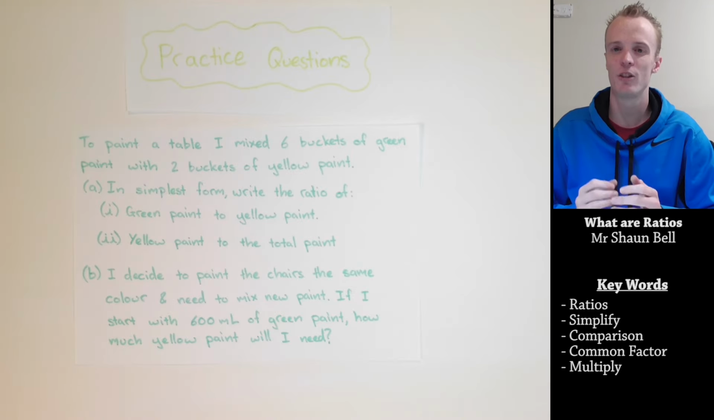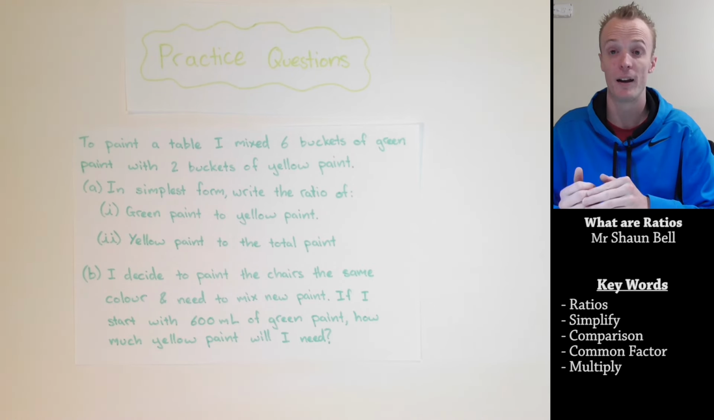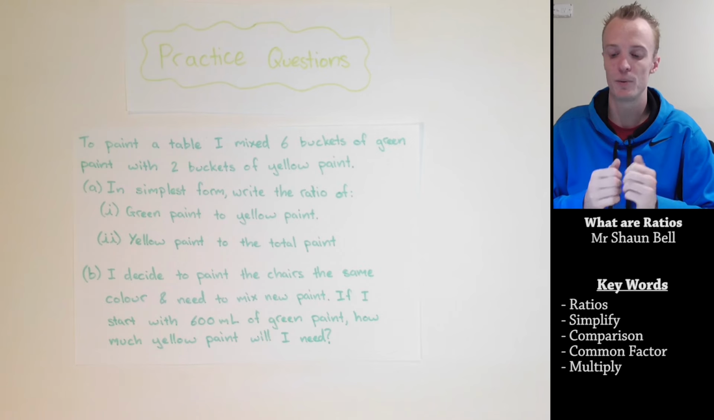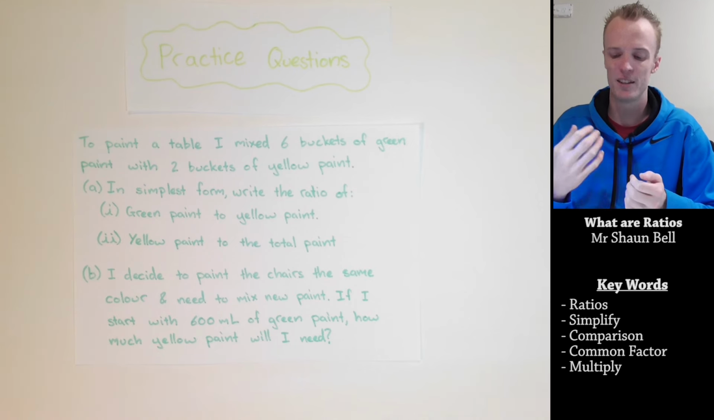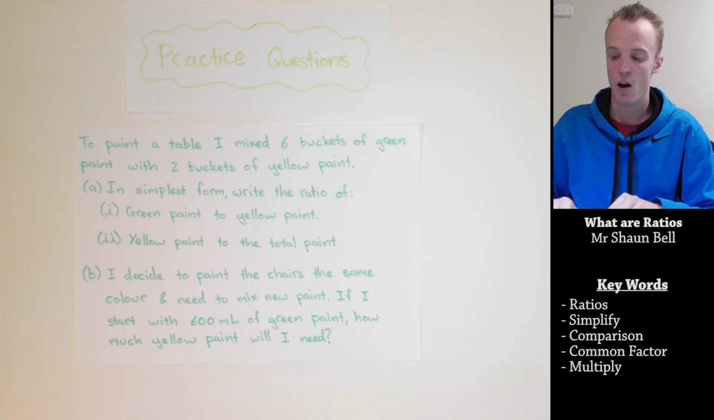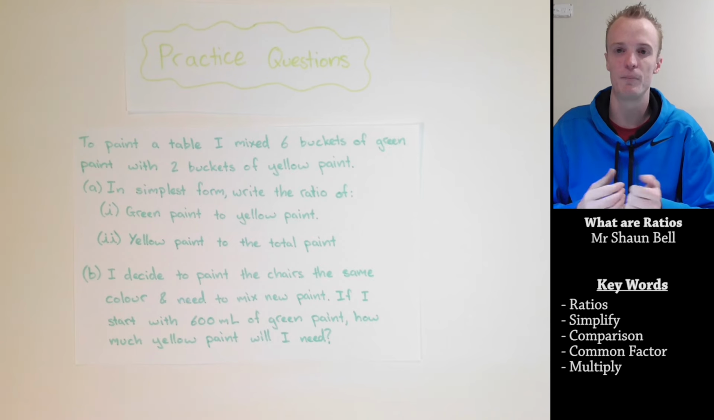Now for your practice question, I've decided to stick with the paint example. What we've got is a mixture of green paint with yellow paint, and I want you to work out the ratio between green paint and yellow paint, also the ratio between yellow paint and the total amount of paint, and then decide how much of the yellow paint you're going to need if you start off with 600 ml of green paint.